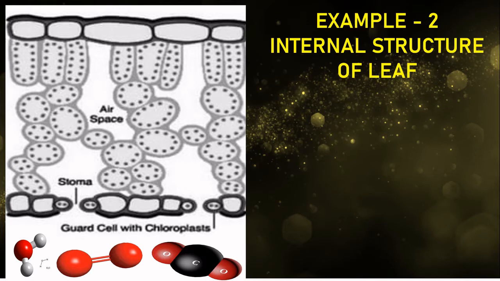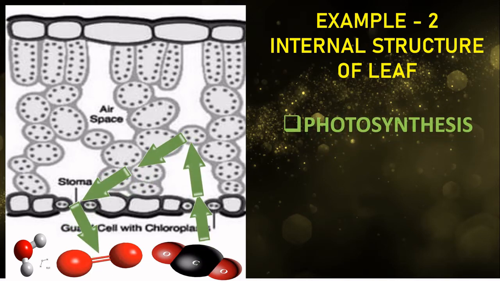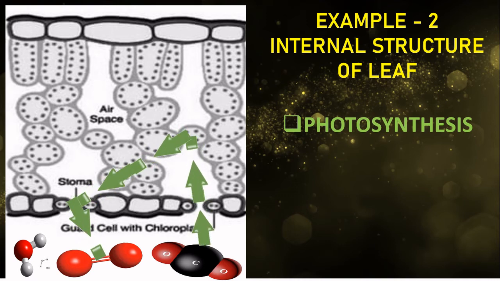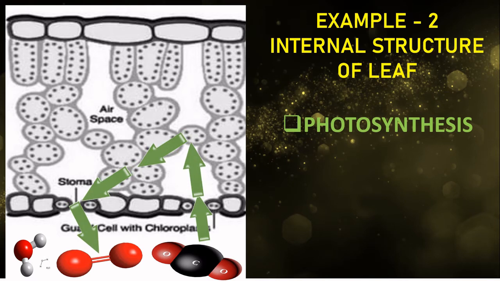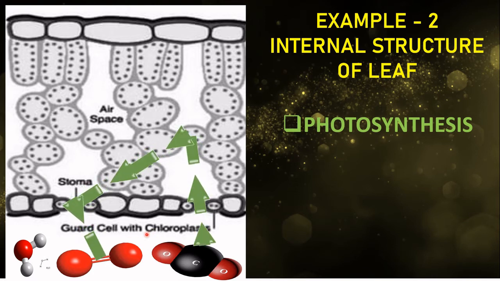Let's see the second example, the internal structure of a leaf. All plants do photosynthesis. For photosynthesis, plants require carbon dioxide to synthesize glucose and oxygen. Carbon dioxide diffuses through the stomata to reach the mesophyll cells. Carbon dioxide is higher in the environment than in the cells.